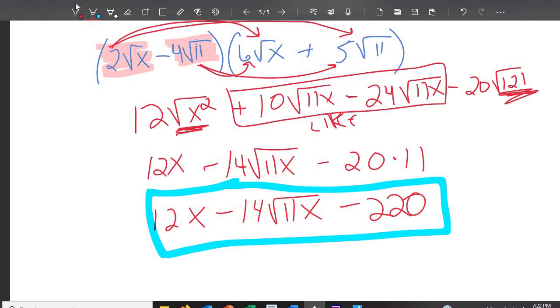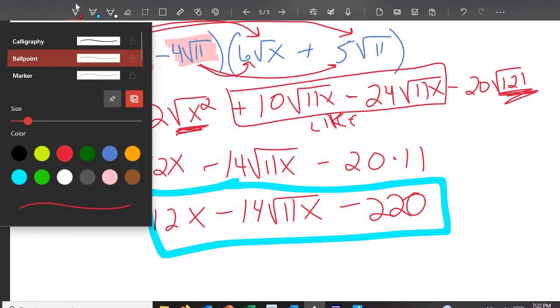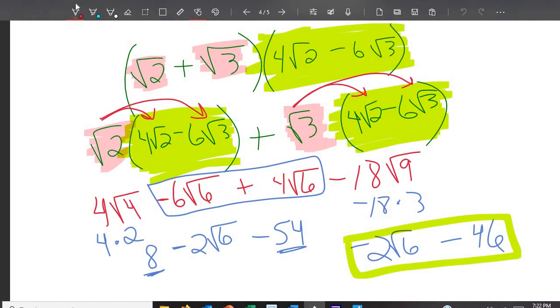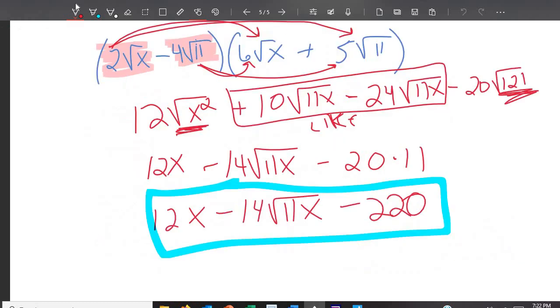So what am I doing any different than we've done in the past? Nothing. We're just doing the FOIL method, but we're working with radicals. There is nothing harder on the final than either one of these two problems. I promise. So, you're just going through the FOIL method, FOIL method, FOIL method.